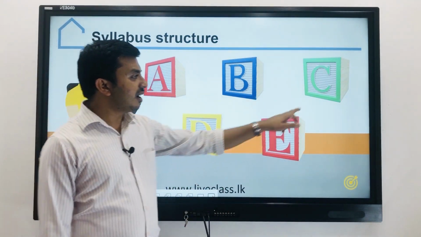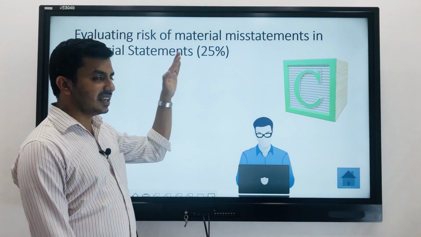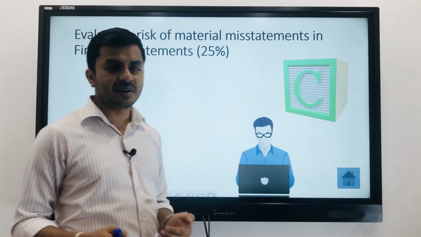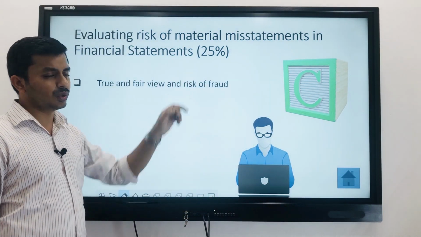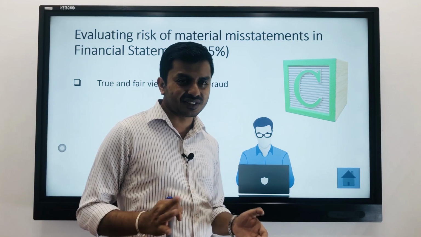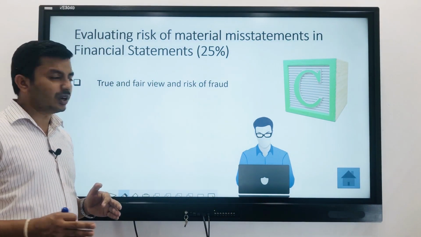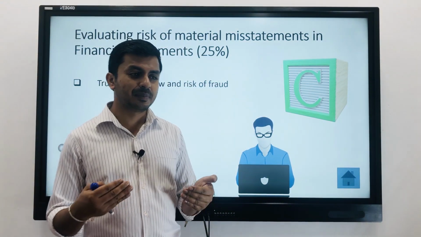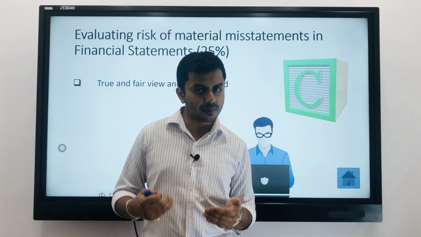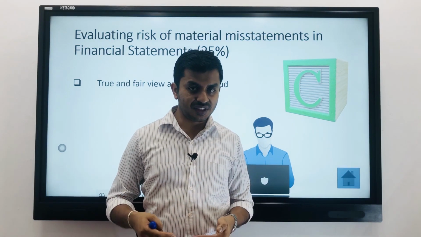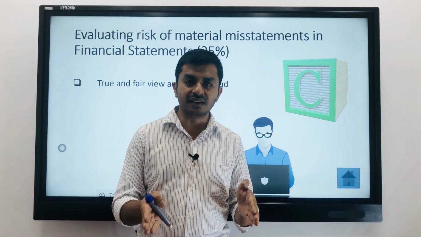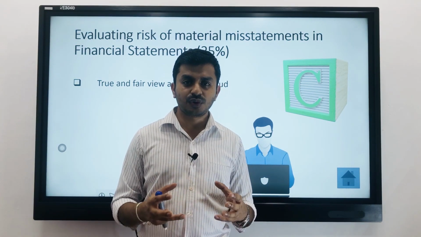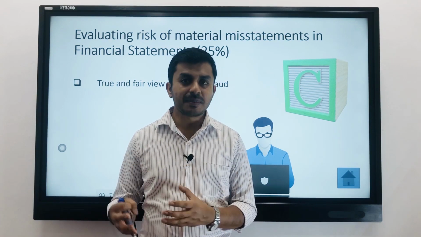So when it comes to Section C, right? Section C will explain how to evaluate the risk of material misstatement in the financial statements, right? Which carries 25% weightage in your syllabus, right? So there we are going to learn about true and fair view and the risk of fraud, right? Normally the preparation of financial statements is a responsibility of management. They should give a true and fair view of the financial statements, so that the auditors can then give their audit opinion saying that the financial statements give a true and fair view without any material misstatement, right?